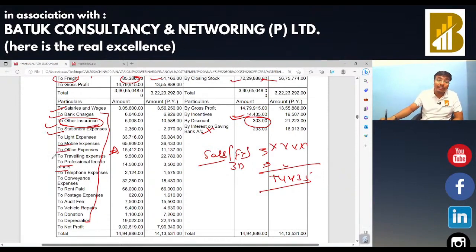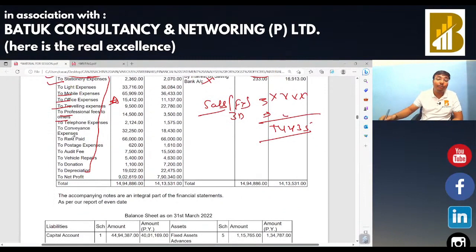Mobile expenditure, office expenditure, traveling expenditure, telephone, conveyance, rent paid, postage, audit fees, you also need to demand the ledger of audit fees. Many times they club legal expenditure in audit fees as well, so we need to check the same. Vehicle repair, sir, input tax credit on account of repairing of vehicles is not allowed, so you need to check whether input tax credit is claimed on that particular part or not. Okay, you need to demand the ledger and check whether the input is claimed or not.